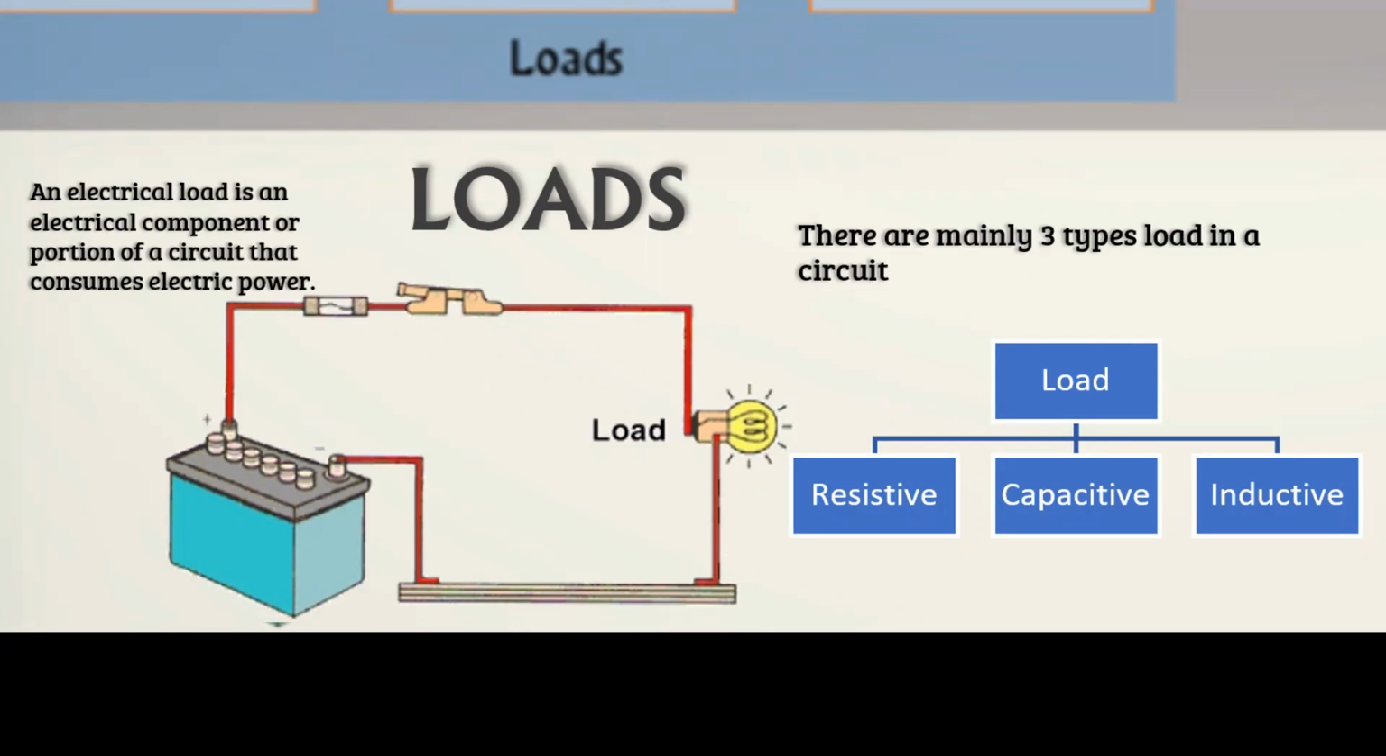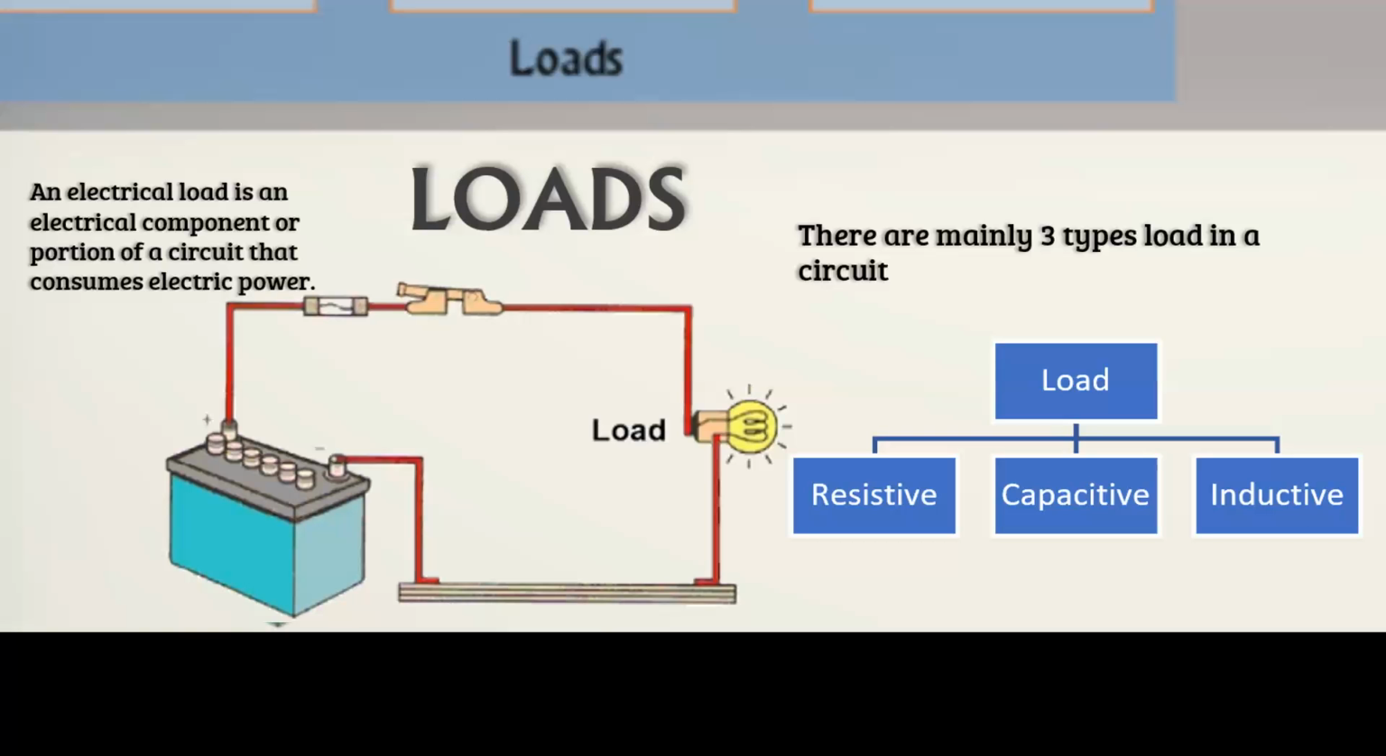We can define load as an electrical load in which electrical components or a portion of a circuit consumes electric power. So we have power from the battery, and we have components connected in the circuit. So it consumes electric power in the circuit. So we can define it as a load. So mainly we have three types of load in the circuit: resistive, capacitive, and inductive loads. So these three loads are the main types of load in the circuit.